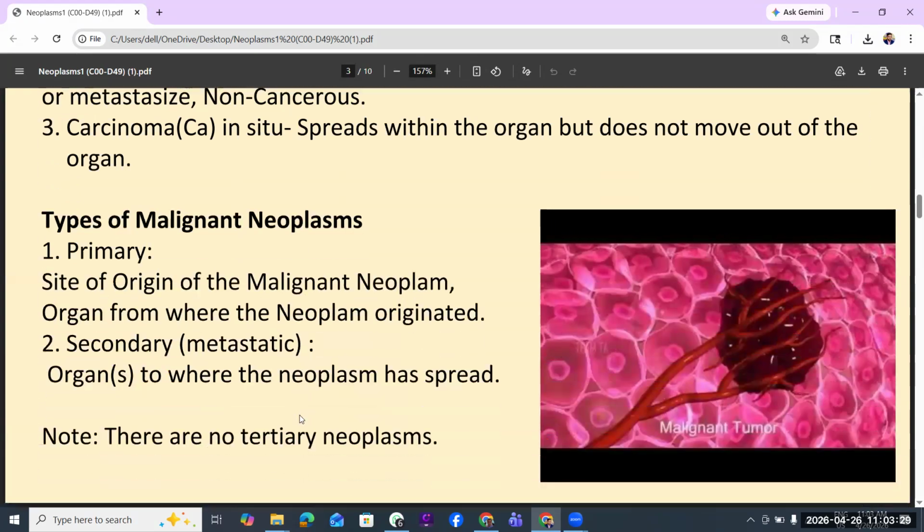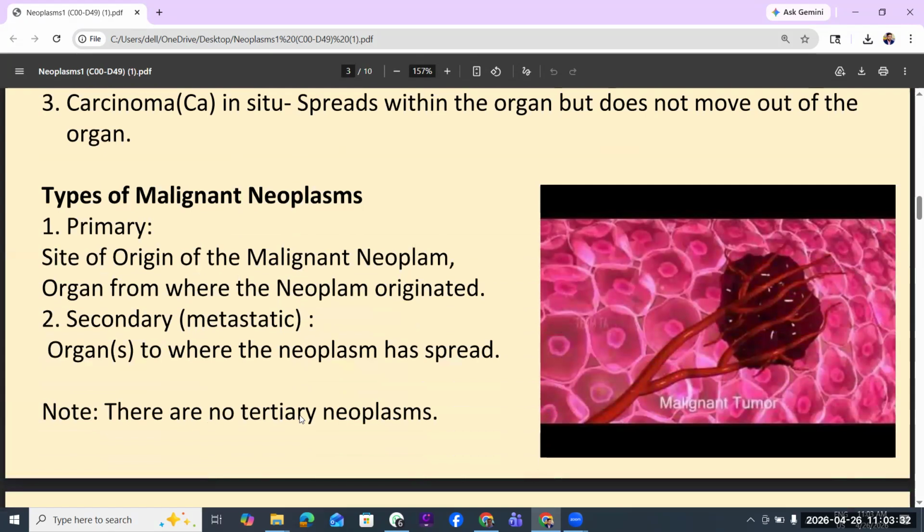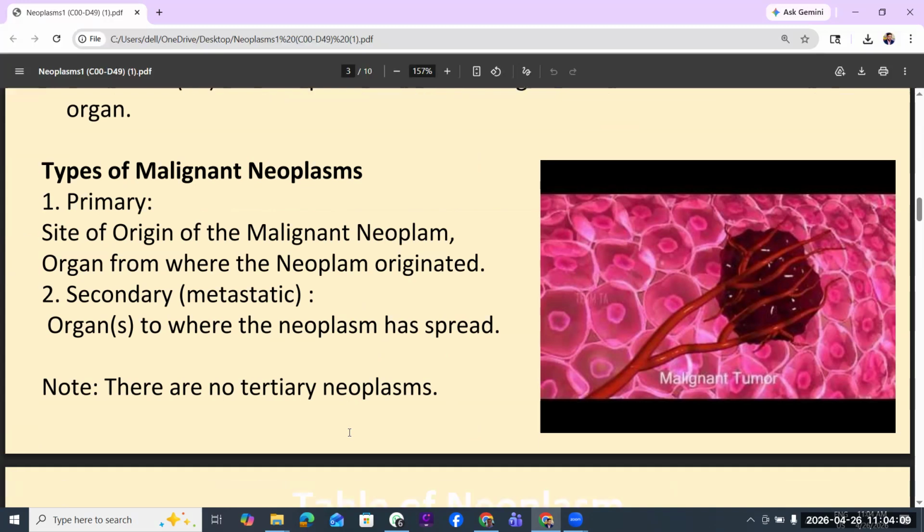Types of malignant neoplasm. Let's discuss the types of malignant neoplasm. First is the primary site, the origin of the malignant neoplasm. The location or site where the first primary malignancy is growing is called the primary neoplasm. So it is the organ from where the neoplasm originated. Secondary or metastatic is the organ to where the neoplasm has spread. Note: there is no tertiary or third neoplasm. So primary or secondary, there are only two.